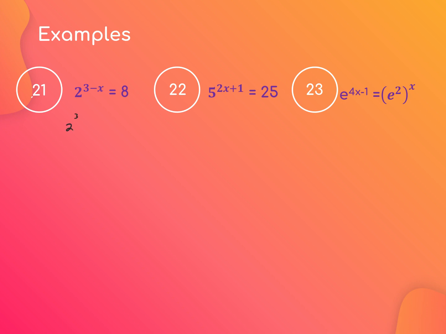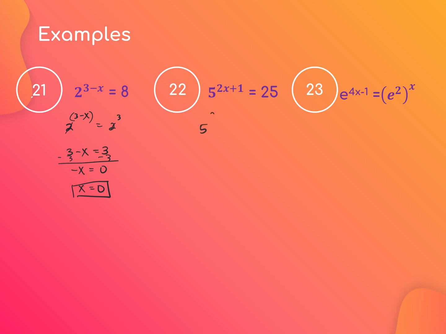So 2 to the 3 minus x power equals 2 cubed, right? Because I'm going to convert 8 to 2 cubed. And then I know that 3 minus x equals 3. Minus x equals, I'm going to subtract 3 from both sides. I'm going to get minus x equals 0. And so guess what? x just equals 0, which is possible. x can equal 0.